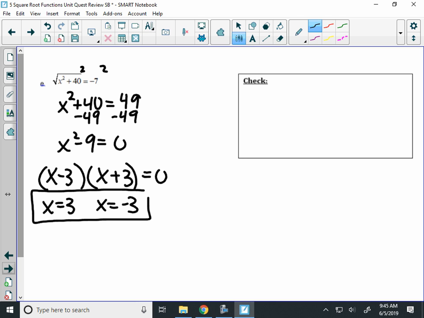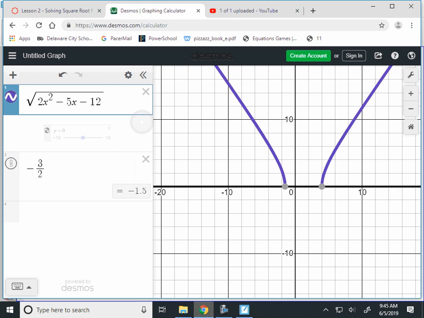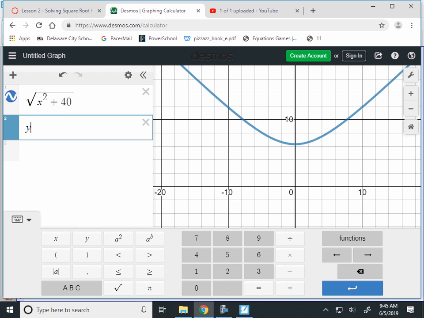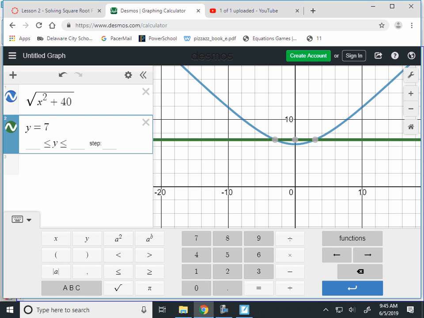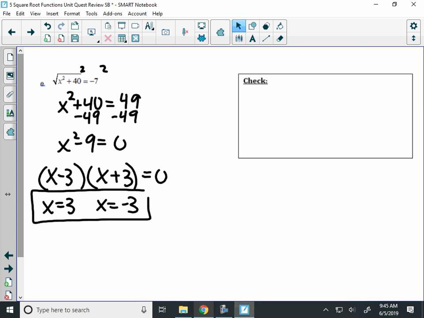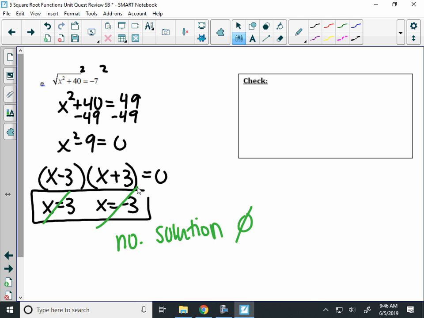Now I have to check on Desmos. So I'm going to start again by graphing this in Desmos. So I have the original function, which is the square root of x squared plus 40. And I want to know where that equals 7. Oh, negative 7. You know, when I look at this, it looks like those lines are nowhere near each other. So this actually has no solutions. They don't intersect. So these are both extraneous. Means there's no solution, which is your empty set.